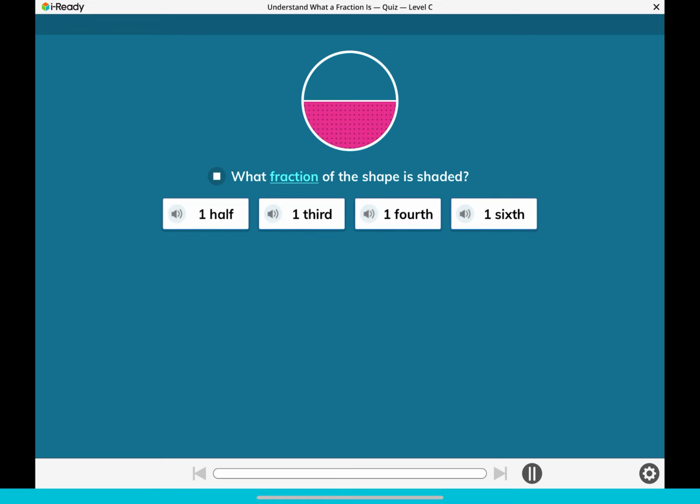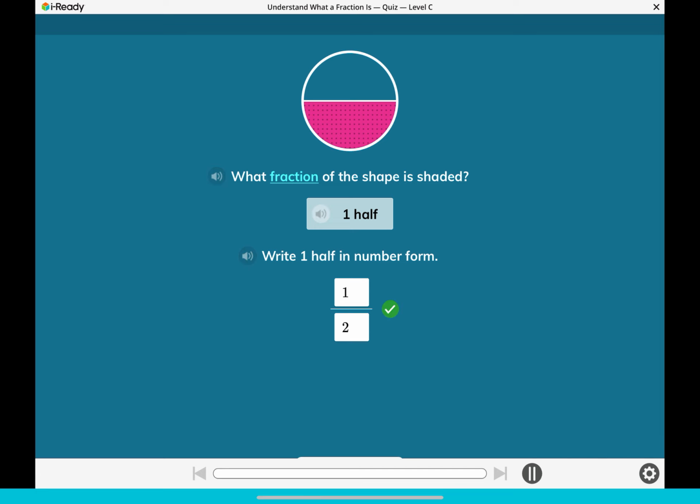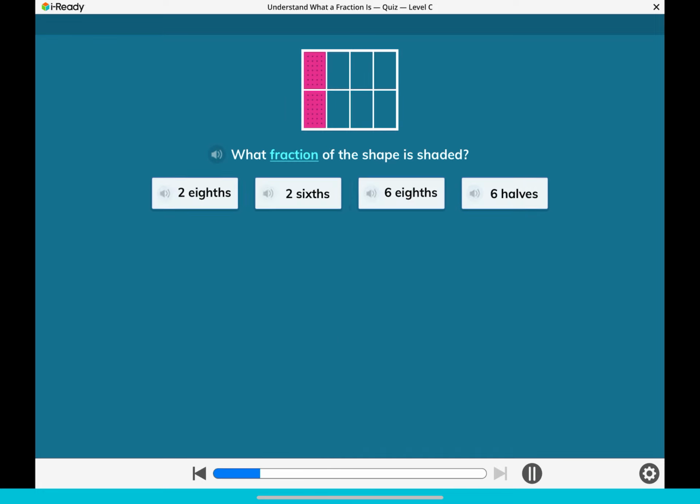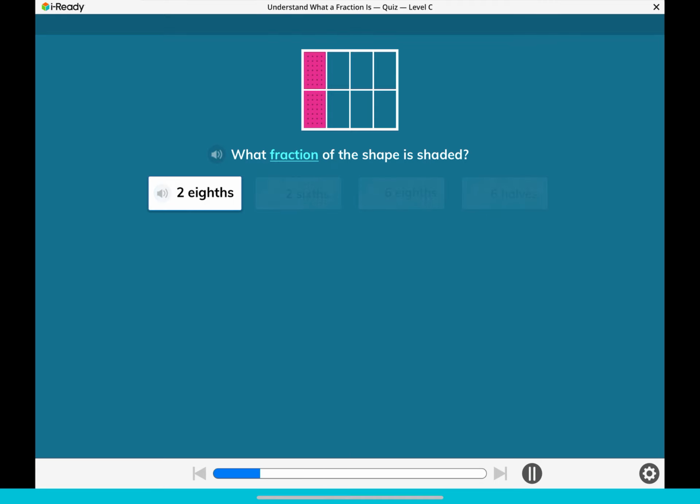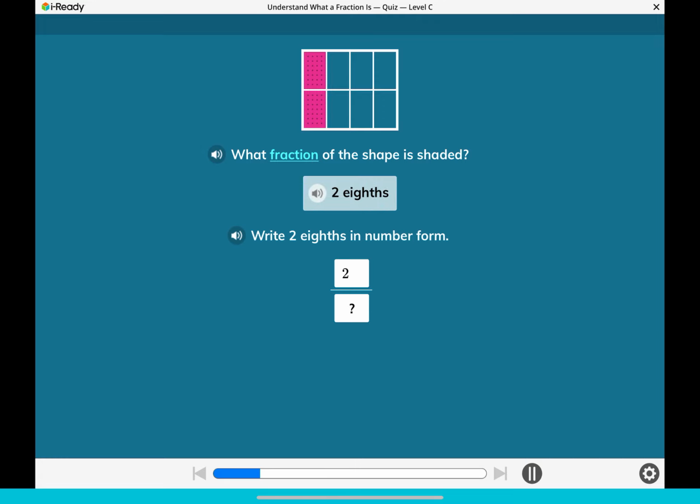What fraction of the shape is shaded? Write 1/2 in number form. What fraction of the shape is shaded? Write 2/8 in number form.